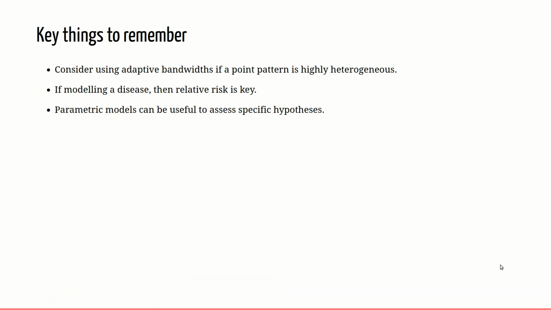So that's it for today. Essentially, three things to remember. Consider using an adaptive bandwidth, particularly if the point pattern is highly heterogeneous. If modelling a disease, remember that the denominator is super important. Okay, so use things like relative risk or per capita measures. And the last thing is that if you have a specific hypothesis, perhaps some correlation with some covariate, then you can model it using ppm.